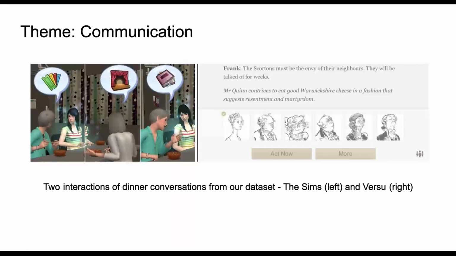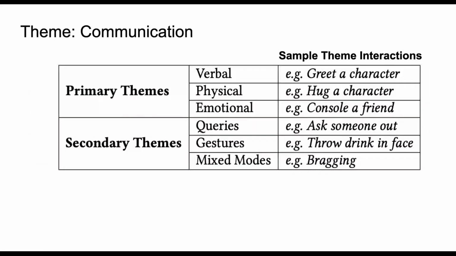First, we see two interactions of dinner conversations from our dataset. On the left, in The Sims, we see characters communicate verbally and using gestures. On the right, in Versu, characters communicate primarily in a verbal manner, using text. Similar interactions in our dataset led us to classify communication under the primary themes of verbal, physical, or emotional communication. Secondary themes were derived from these and include gestures, queries, and a final category termed mixed communication.